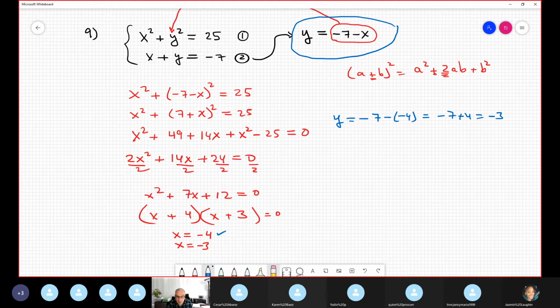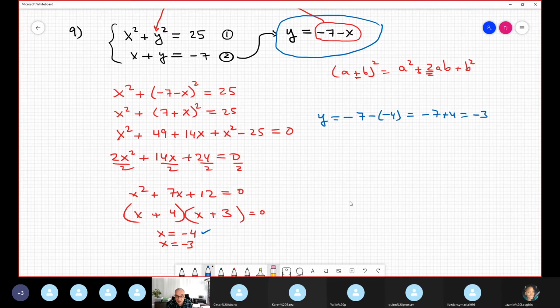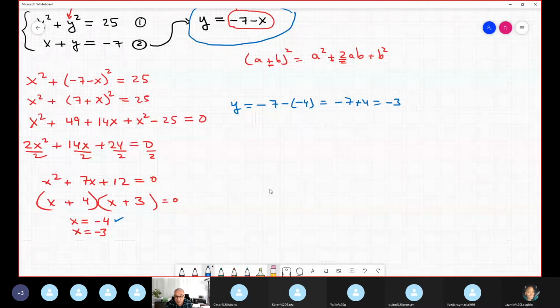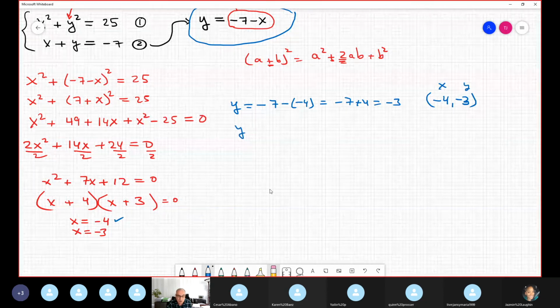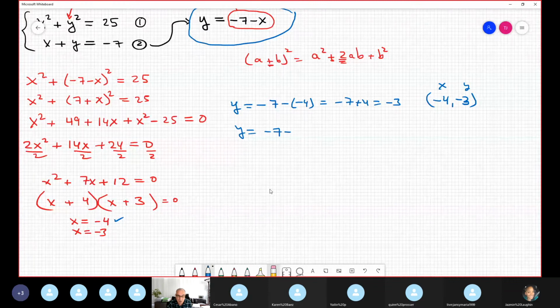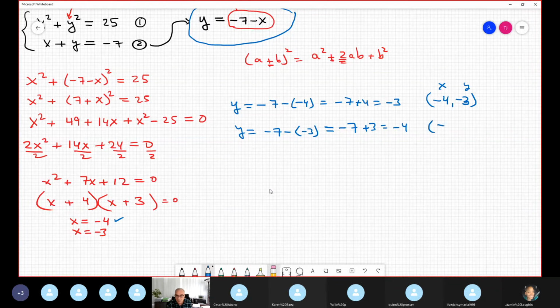Okay, so now I write the other pair associated with the solution, which is -4, -3. Remember, to find this -3, I used -4. This is the x value, and this is the y value. And the second is exactly the same: -7 minus -3, which is -7 plus 3, is -4. And the point is -3, -4.